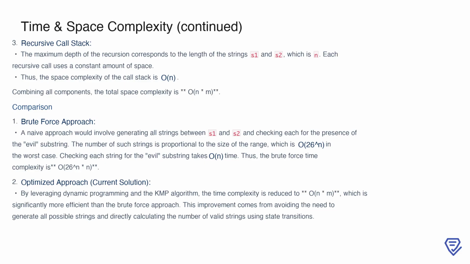In a naive approach, we would generate all strings between s1 and s2 and check each one for the presence of the evil substring. Since the number of strings in the range grows exponentially, this results in a time complexity of O(26^n * n). Clearly, the optimized algorithm, with its O(n*m) time complexity, is vastly more efficient.